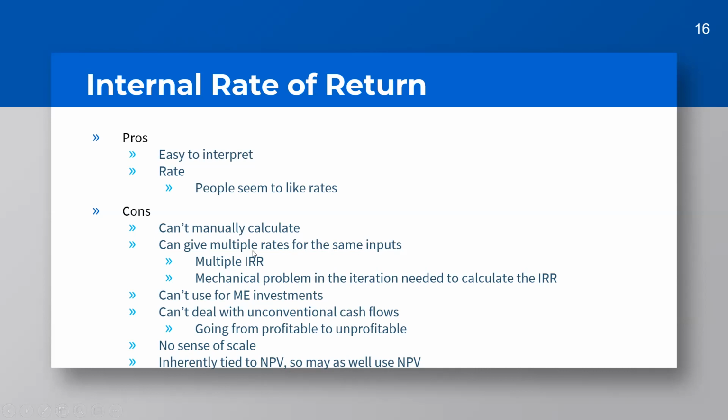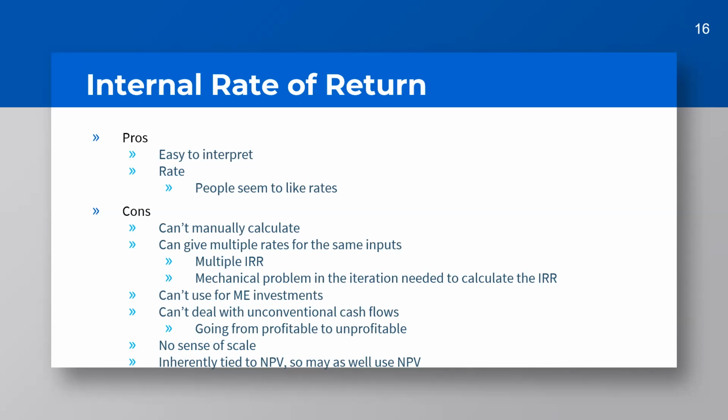One of the largest downsides is that you can get multiple results for the same inputs. You can get literally 2 answers. I've seen this when I've done examples in class. You can get 2 answers for internal rate of return when you have the same exact inputs. That's just a problem with iterative functions. It's an embedded issue with using this metric.